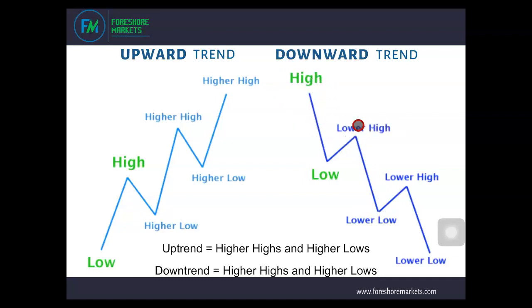We have the lower high here because this lower high is at a level that is lower than the previous high, and then we have a lower low because this level is lower than the previous low. Okay, and once the price goes below this level, we start suspecting a downtrend. Okay, so that's the basic concept of uptrend and downtrend.